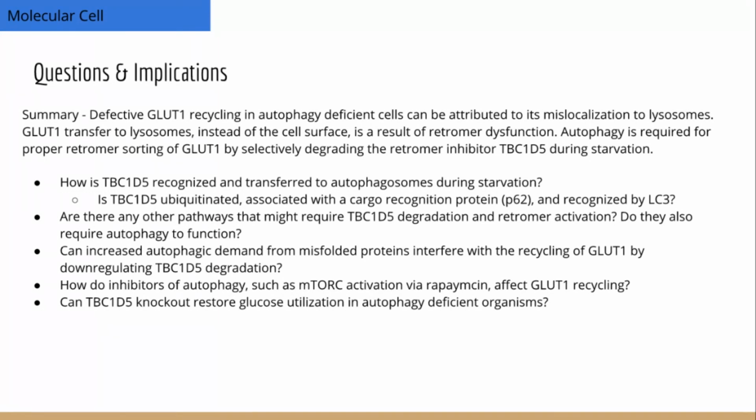How do inhibitors of autophagy, such as mTORC activation by rapamycin, affect GLUT1 recycling? Does it happen as we might expect based on what we learned in this paper? And lastly, can these findings be replicated at the level of a whole organism? For example, could TBC1D5 knockouts restore glucose consumption in autophagy-deficient organs that perhaps lost autophagic activity by tissue-specific deletion of ATG5? So, for example, we could delete ATG5 in the liver and also delete TBC1D5 and see if maybe that co-deletion would restore glucose consumption in these cells.